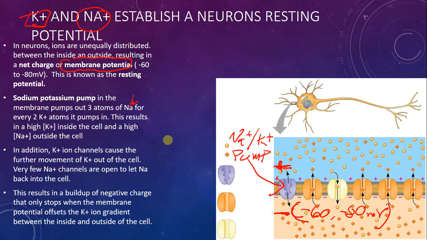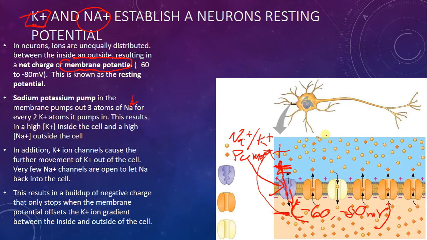For every 2 atoms of potassium it pumps in. It's an exchange, a co-transporter. So it's putting out more positive charge than it's taking in. That results in a high sodium concentration outside of the cell, high potassium concentration inside. But if we're getting rid of 3 positives and only bringing 2 positives in, we're going to lose net positive charge from the inside of our membrane, and it's going to go outside. So, over time, as this works, the inside of our membrane is going to become slightly negative.